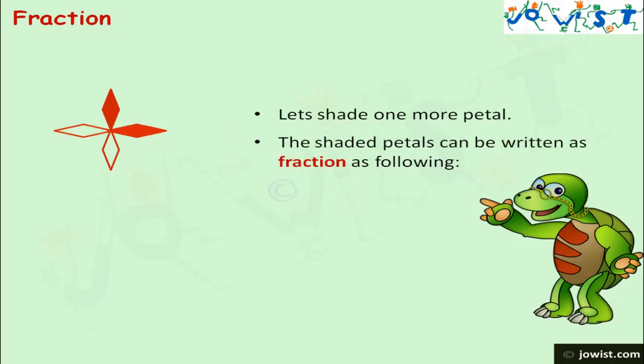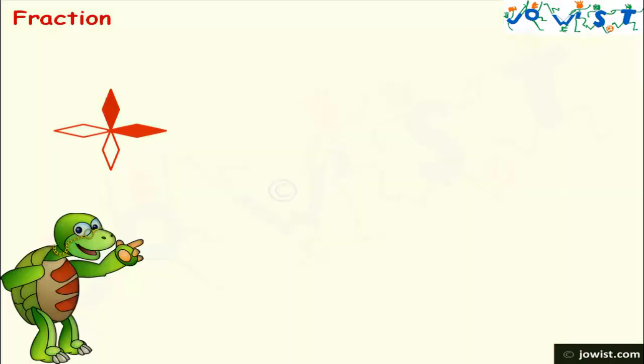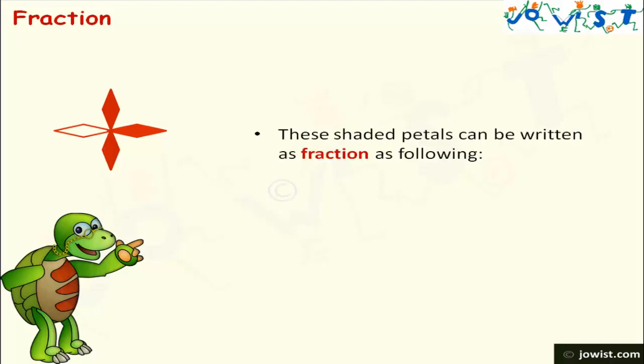The shaded petals can be written as fraction as following: 2/4, 4 being the total number of petals and 2 is the shaded petals. Let's shade one more petal. These shaded petals can be written as fraction as following: 3/4, 4 being the total number of petals and 3 is the petal which is shaded.